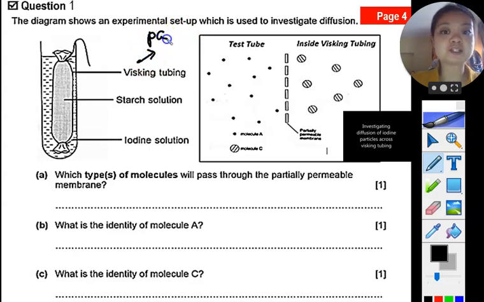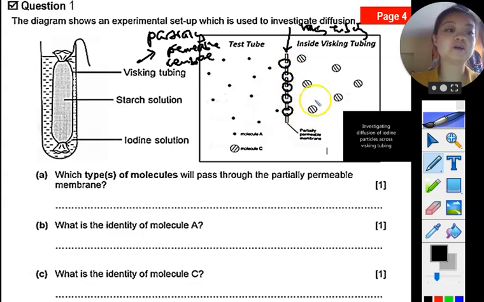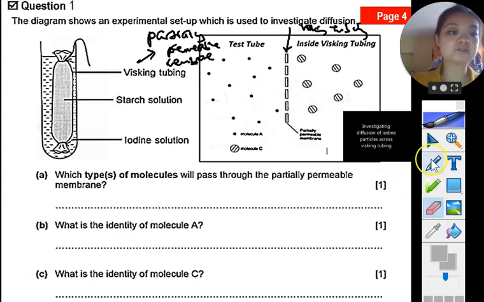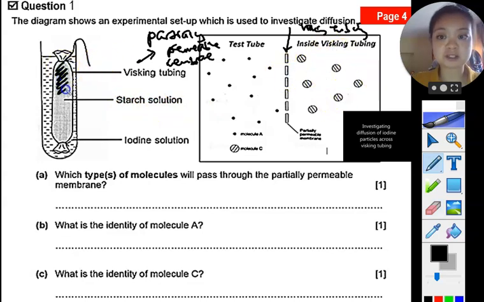Visking tubing is actually a partially permeable membrane. Please write that down. This is actually your Visking tubing. So how do you know it's a partially permeable membrane? You can see that there are tiny holes on the surface of the membrane. Now the starch solution is inside the Visking tubing. So this is your starch solution.